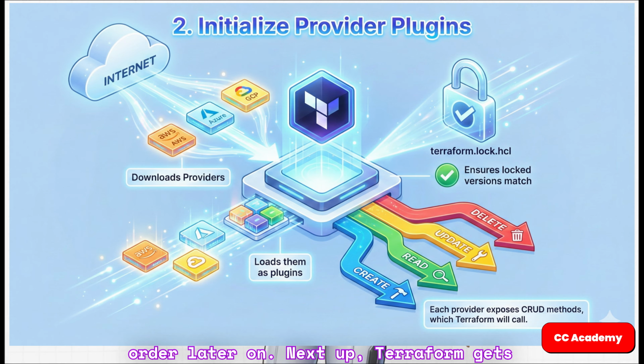Next up, Terraform gets its tools ready. It initializes the provider plugins you need. Think of these as the translators that speak the language of AWS or Azure or Google Cloud. It double-checks the lock file to make sure it's using the exact versions you expect, and then it unlocks their core abilities, what we often call CRUD, the power to create, read, update, and delete resources.